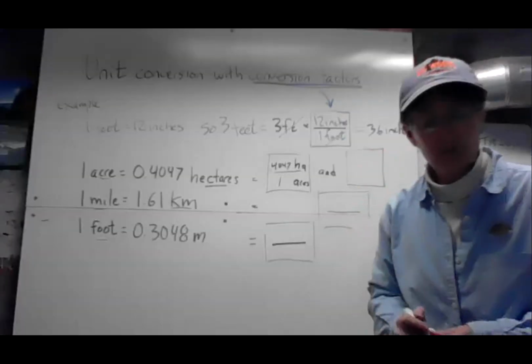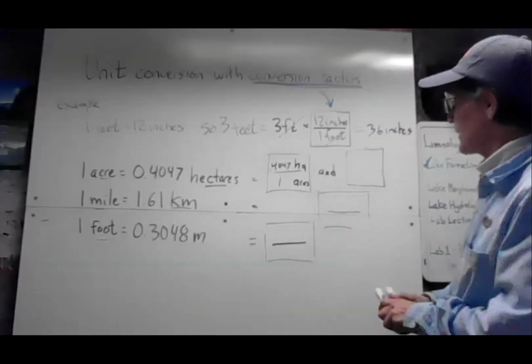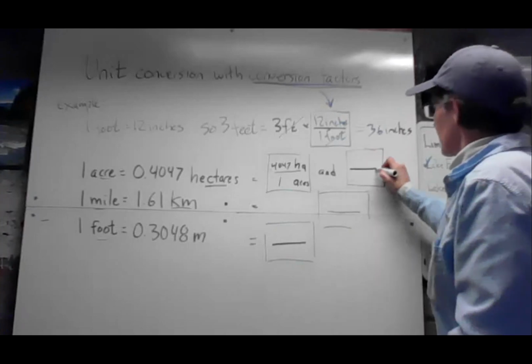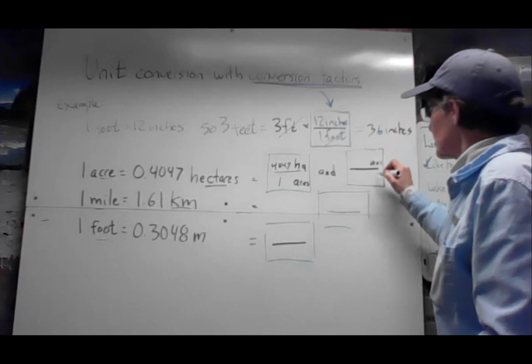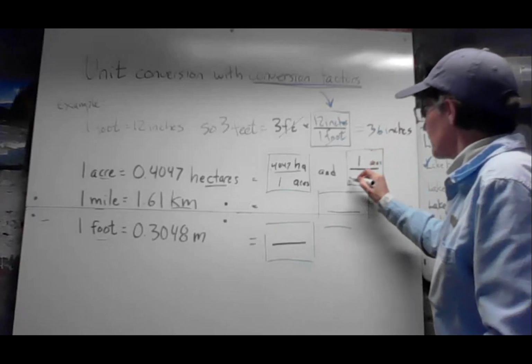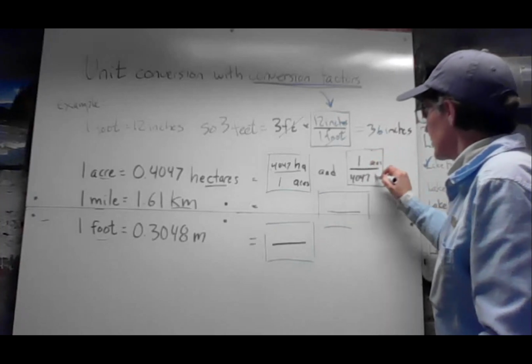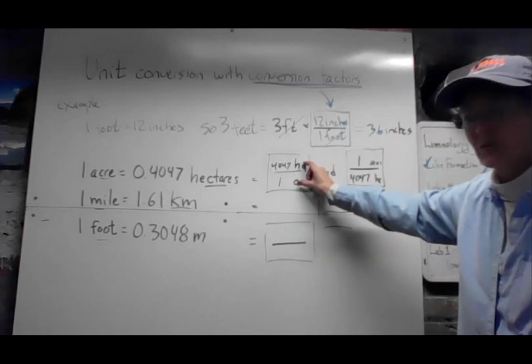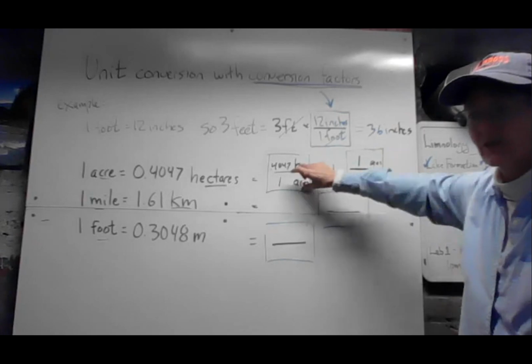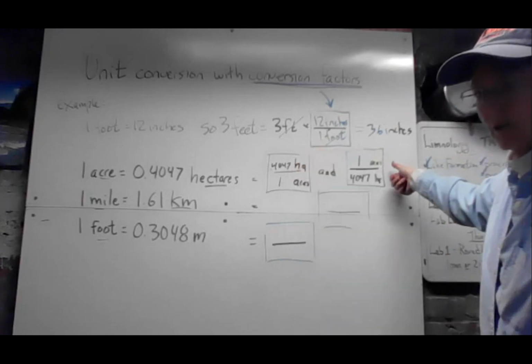And if we wanted to do it backwards, if we've got something in hectares and we want to convert to acres, then you flip it over and it would just be the same thing. So you use it this way if you're converting from acres to hectares, you just flip it over to convert the other way.